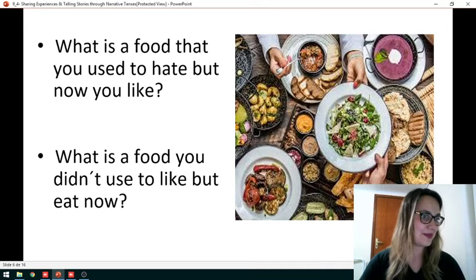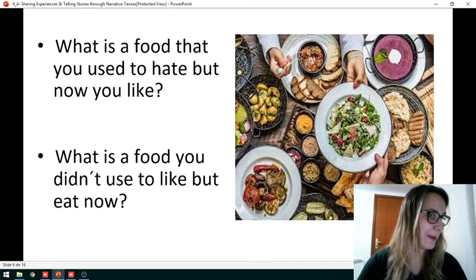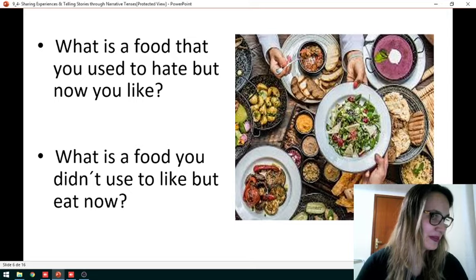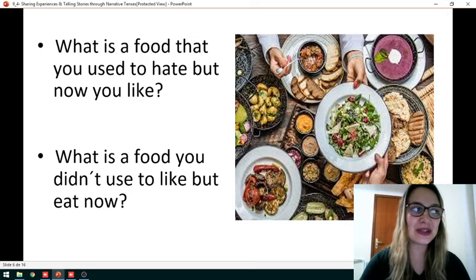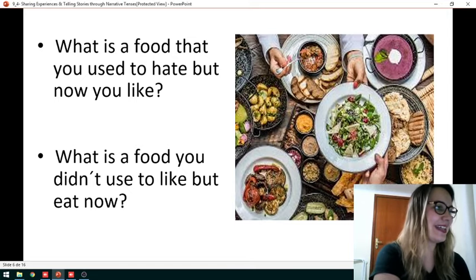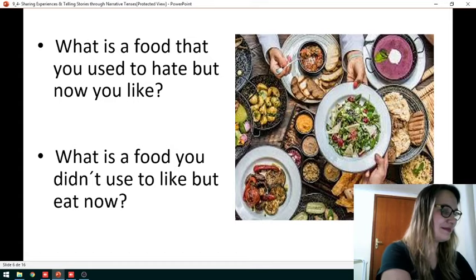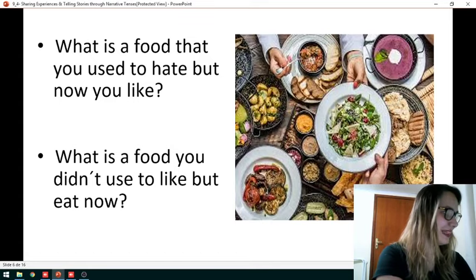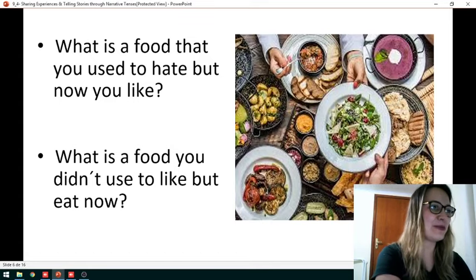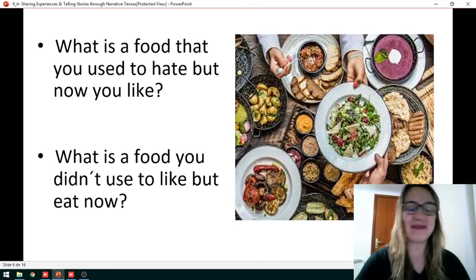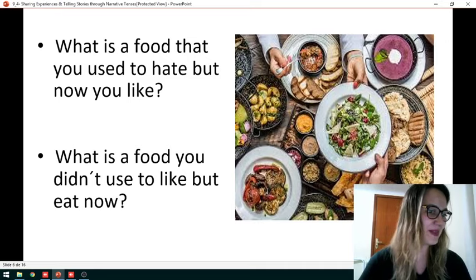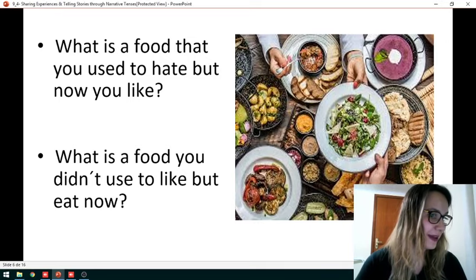Let's see here. I didn't used to like papaya, but now I like it. Good. I didn't used to like gilot. Yes, I don't think gilot has an English translation. Yes, it doesn't translate in English, but I know what you're talking about. But I still don't like it. I tried it a couple of times. I didn't used to like beans.